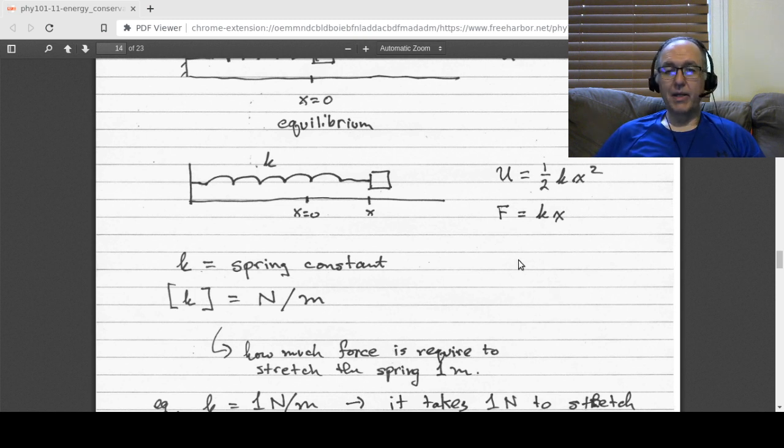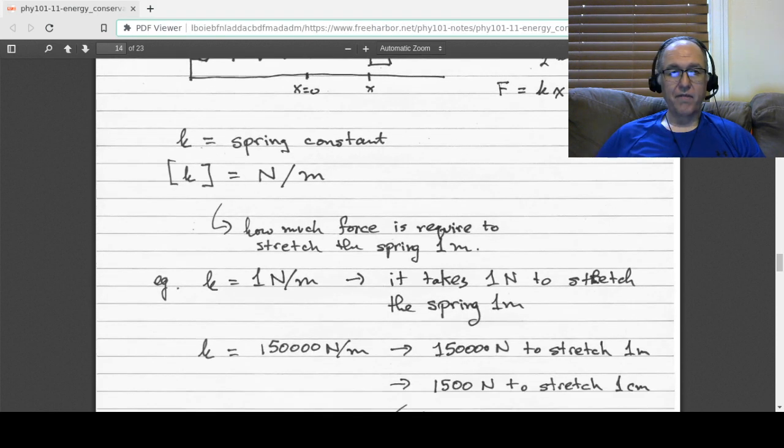Okay, well, I mean, it's pretty obvious that the units of k are going to be newtons divided by meters, okay, because I would have to divide both sides by x, and so you'd have F over x, and that's newtons per meter. Okay, so there are the units of k.